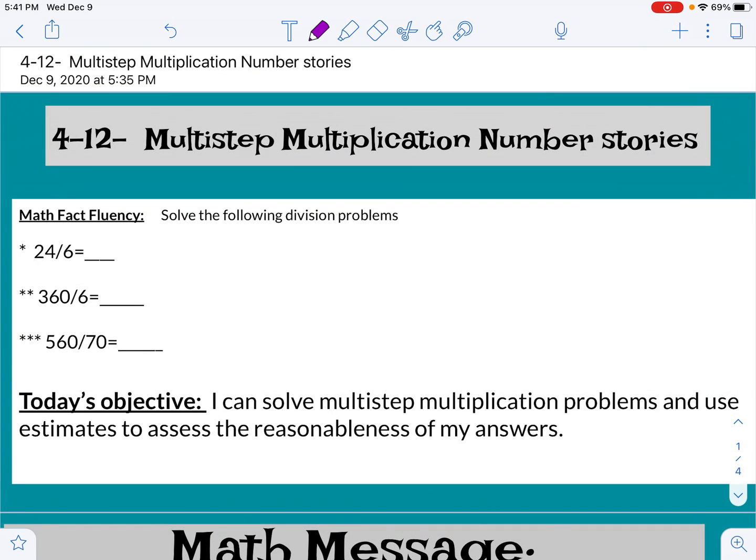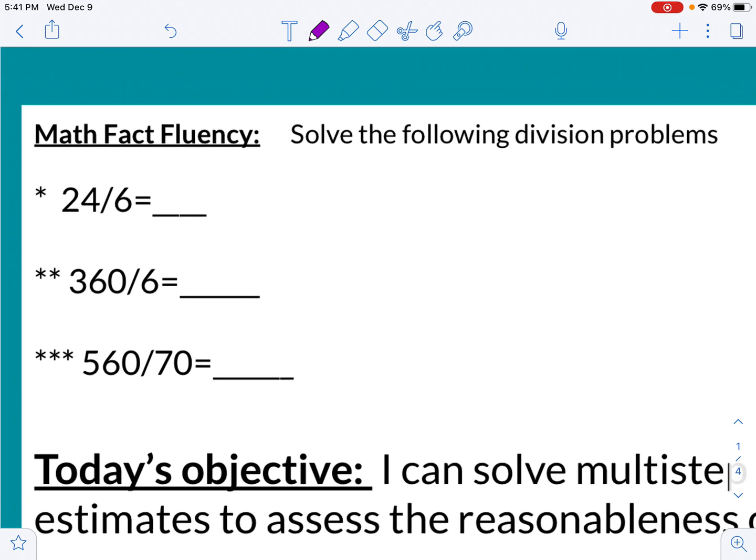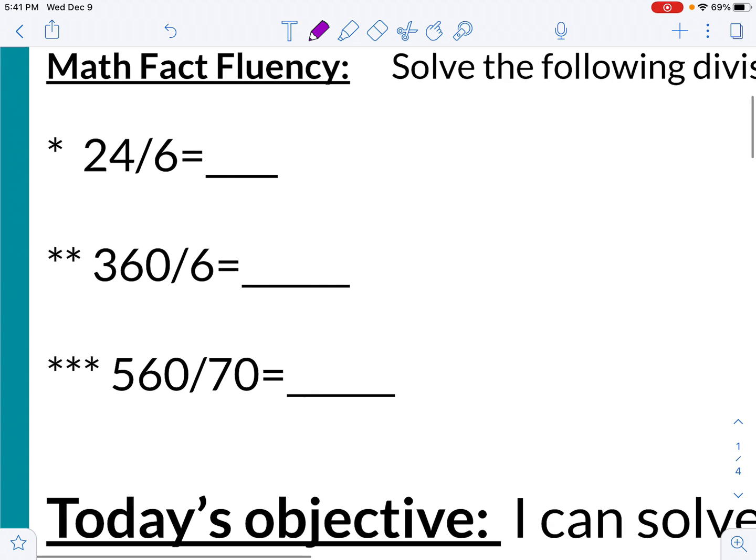Hey mathematicians, we're going to apply our knowledge of multiplication strategies to multi-step multiplication number stories today. We're going to start out with some fact fluency because once we know our multiplication facts well, we can solve division problems. So we're thinking about 24 divided by 6. We could ask ourselves what number times 6 will equal 24, and I know that that is 4.